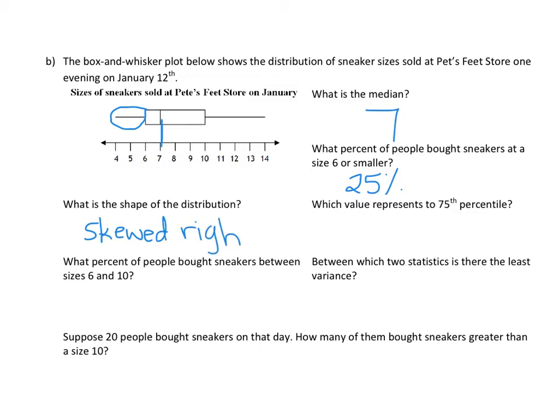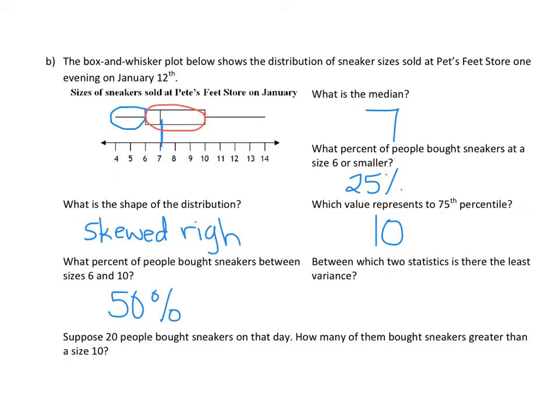Which value represents the 75th percentile? Well, here's the 25th percentile, 50th, 75th, so that value would be 10. What percent of people bought sneakers between size 6 and 10? Well, between sizes 6 and 10 are two sections, which would be 50%, two quartiles, I should say.